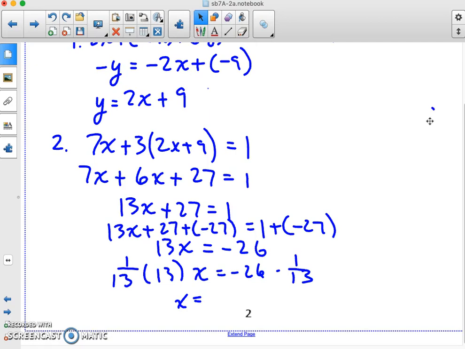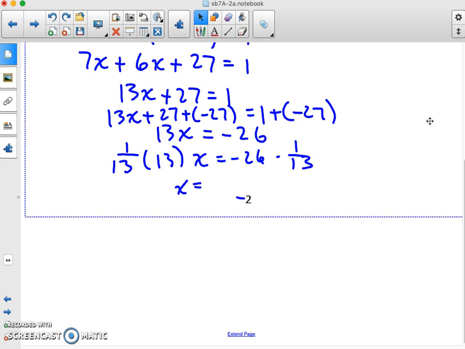And then I'm going to get x equals... Oh, this is beautiful, Jake. x equals negative 2. Okay? So I have x equals negative 2.